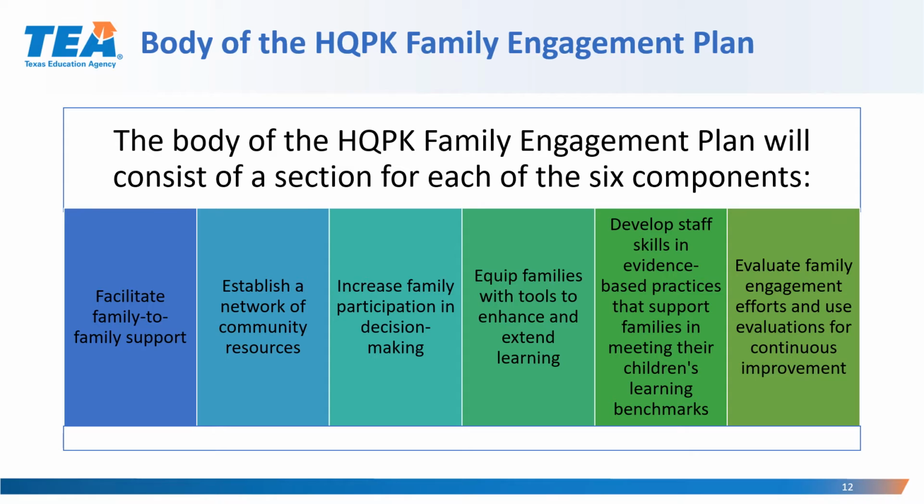So following the introductory paragraph comes the body of the family engagement plan. The body will focus on the 6 required components. There should be a section included in every high-quality pre-K family engagement plan for each one of the 6 components. Again, those 6 components are facilitate family-to-family support, establish a network of community resources, increase family participation in decision-making, equip families with tools to enhance and extend learning, develop staff skills in evidence-based practices that support families in meeting their children's learning benchmarks, and evaluate family engagement efforts and use evaluations for continuous improvement.